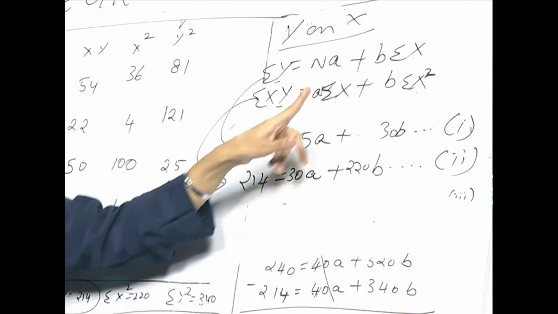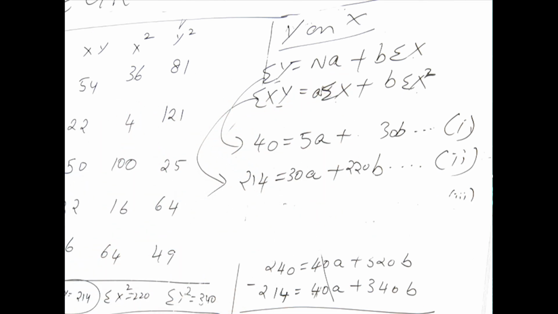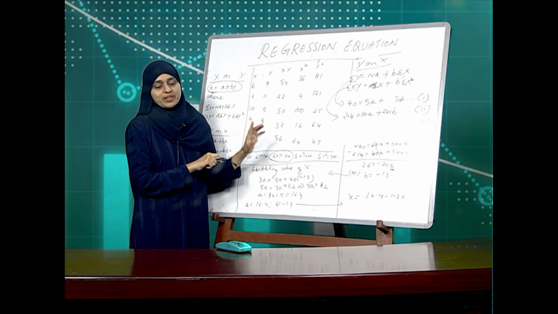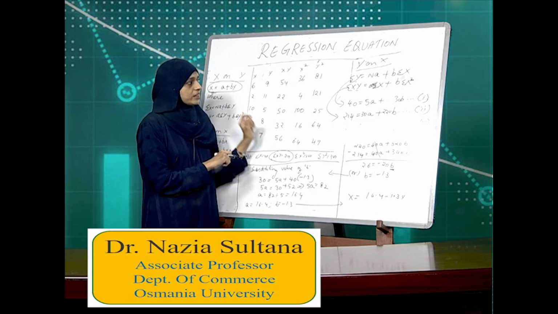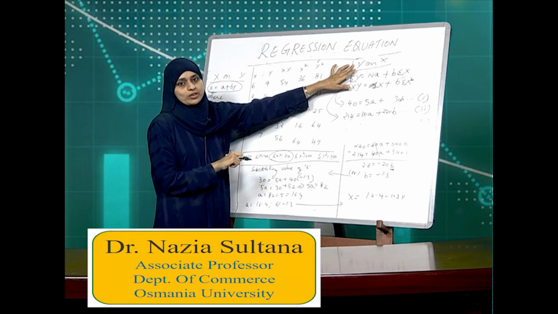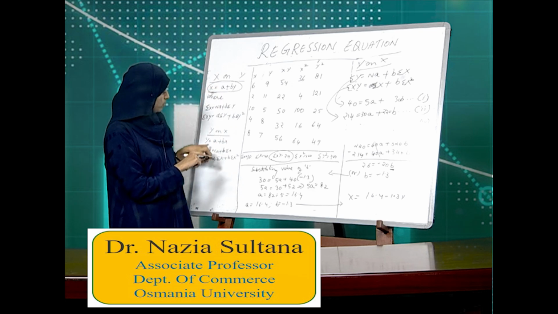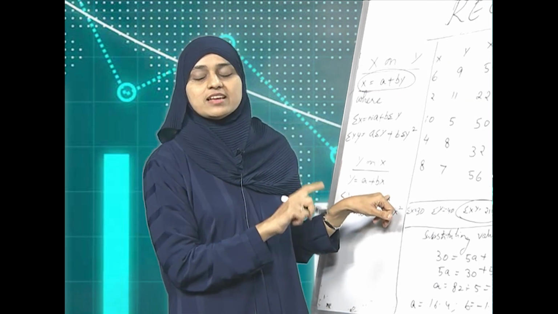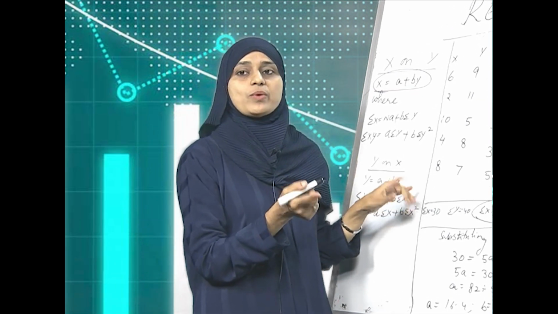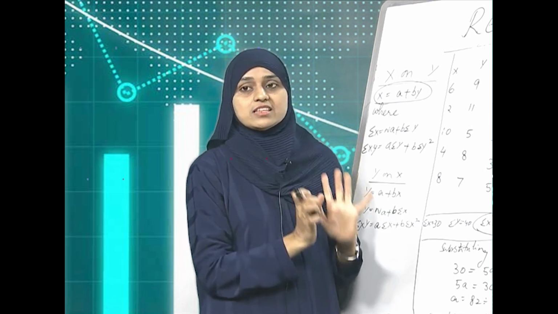With the help of which we can solve this equation, get the value of b, and substitute the value of b back in any one of the equations so as to get the value of a. Once we get a and b, then we substitute in our original equation where y is equal to a plus bx, and then that will help us to find out the value of y and x. This is your simple regression equation.